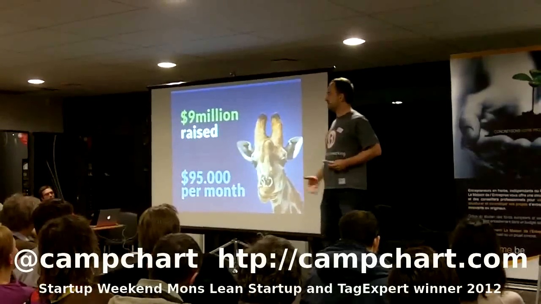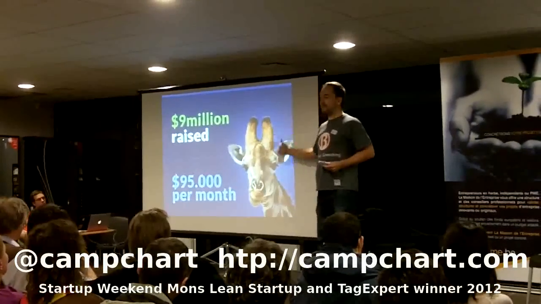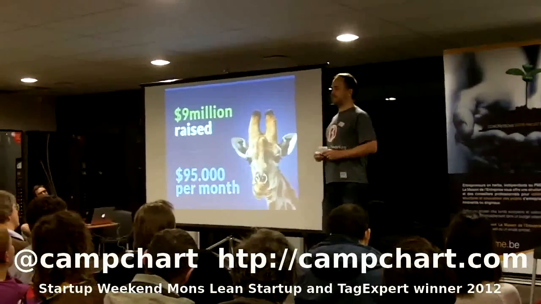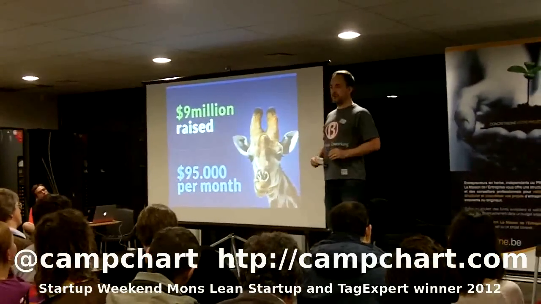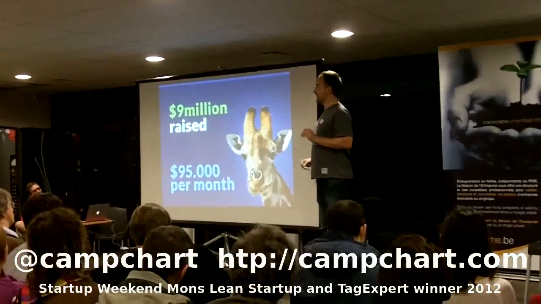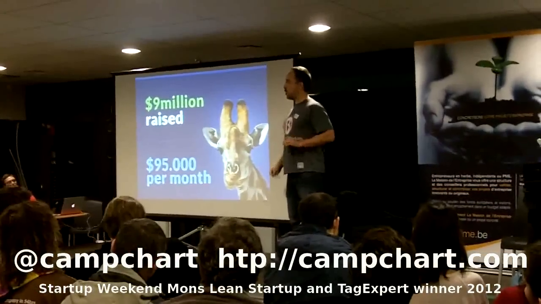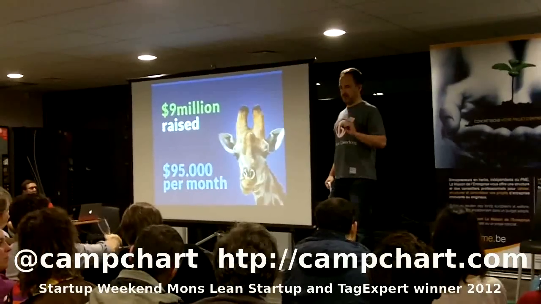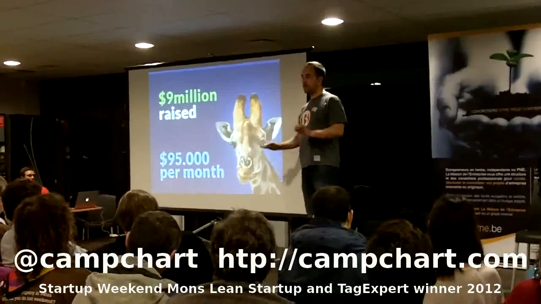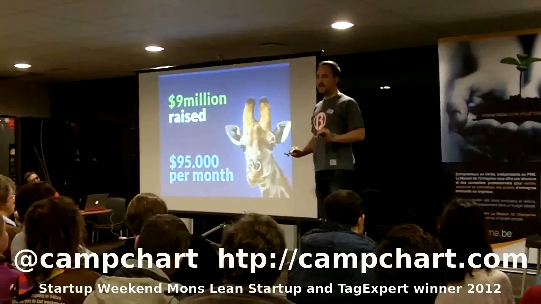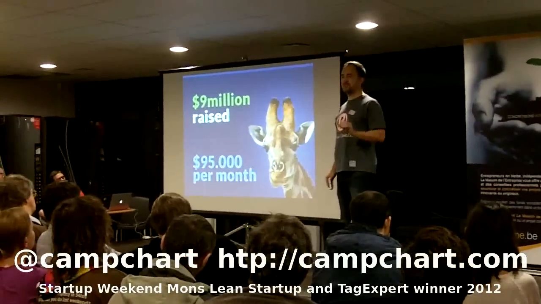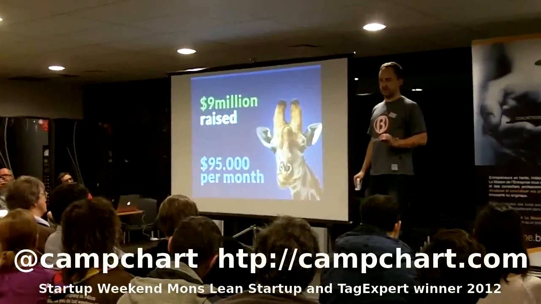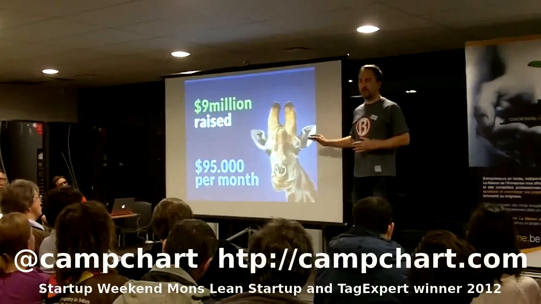And one of our competitors, Giraffe, has raised $9 million. They have started commercializing their product 6 months ago. They have more than 5,000 paying customers who are paying them every month at least $19. That means that the minimum amount of money they are making is $95,000 a month. That's over $1 million every year and with a spectacular growth.